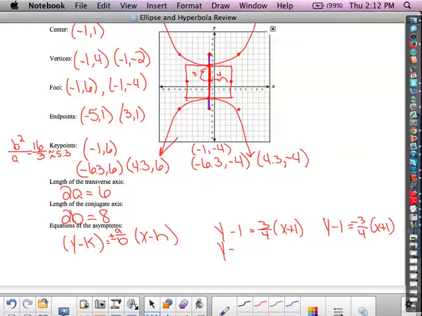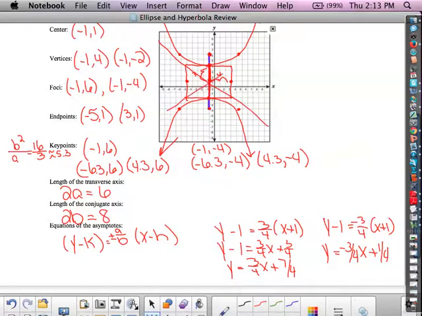So y minus 1 equals 3/4 x plus 3/4. So y is equal to 3/4 x plus 7/4. y is equal to negative 3/4 x plus 1/4. And so when you look at the equations of those asymptotes, it should be close to what we have there, 7/4 about and 1/4, if my lines were a little straighter. Okay, try to get the next one done.